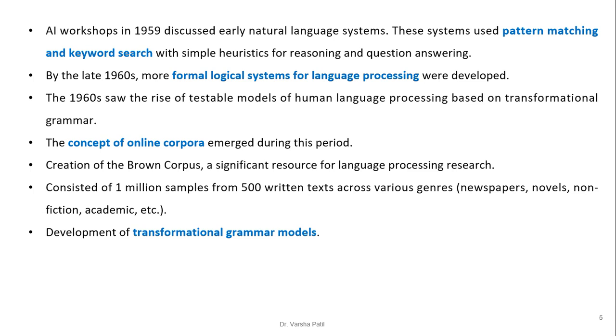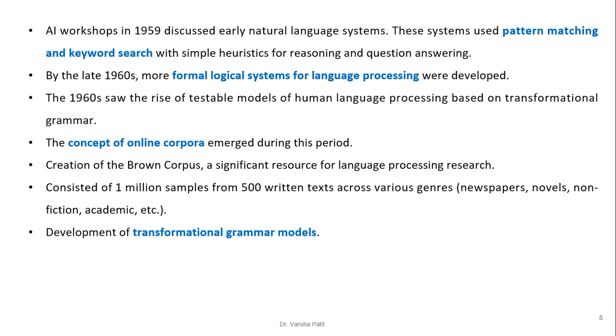The AI workshop in 1959 discussed early natural language systems. These systems used pattern matching and keyword search with simple heuristics for reasoning and question answering applications. By the late 1960s, more formal logical systems for language processing were developed. The 1960s also saw the rise of testable models of human language processing based on transformational grammar.